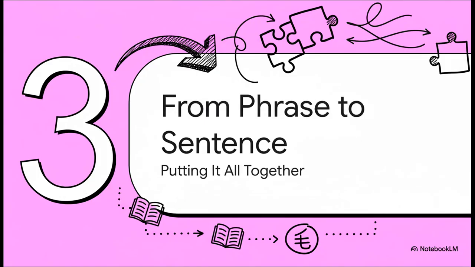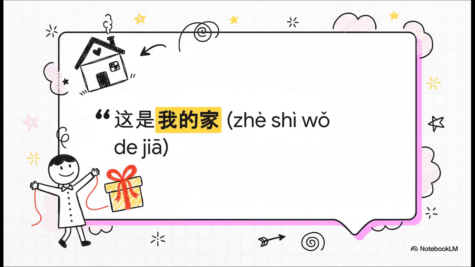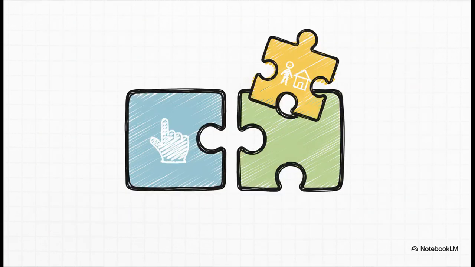All right, so you've got the basic phrase down. That's awesome. But how does this little building block fit into a full sentence? Well, guess what? It's just as easy. Let's take a look at a complete sentence. 这是我的家. Let's break that down. You can see our little phrase just slots right in. The first part, 这是, just means this is. And then, look at that. There's our possessive phrase, 我的家, which means my home or my family. Put it all together. This is my home.